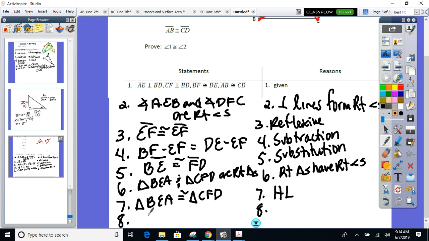And then angle 1 congruent to angle 2, CPCTC. Teddy, how about that HL proof? Does that satisfy your needs? Okay. And hey, you never know. HL definitely could be part of it.